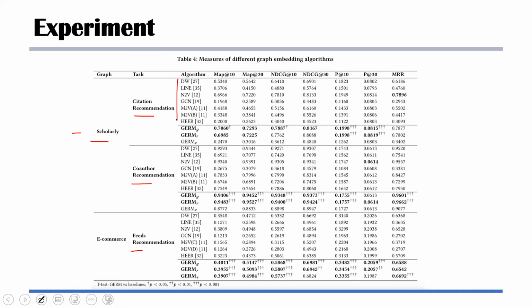We compare with a number of state-of-the-art baseline algorithms, including some homogeneous graph embedding methods like LINE or node2vec, and also some heterogeneous graph embedding mechanisms like metapath2vec. And we compare our method, GERM, with three different hypotheses: greedy, refine, and edge. So we always have three different kinds of experimental algorithms for comparison.